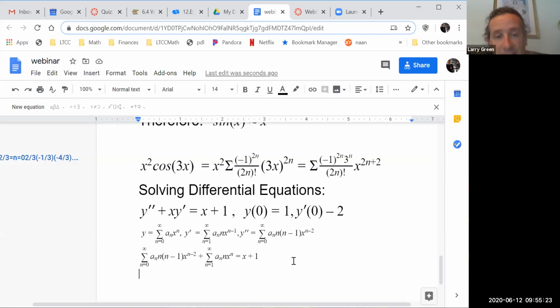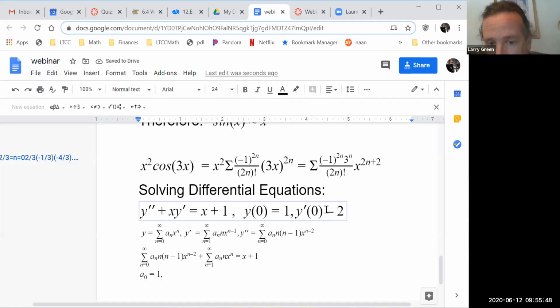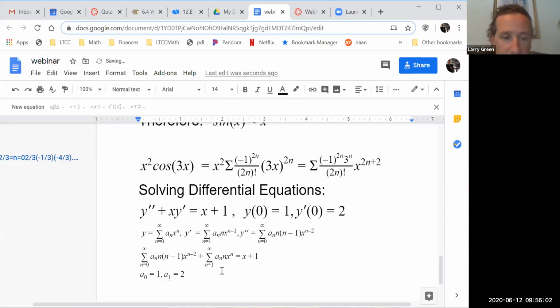Okay, the next thing we can do is say, if y of 0 is 1, that means a0 is 1, because remember, a0 is y of 0. So let's just write that down. a sub 0 equals 1. And similarly, if y prime of 0 equals 2, then a1 equals 2. Any questions on that?